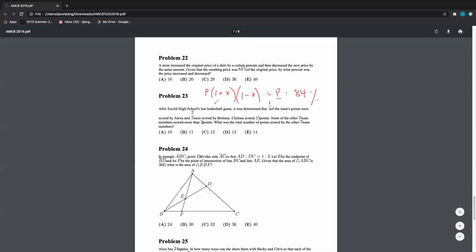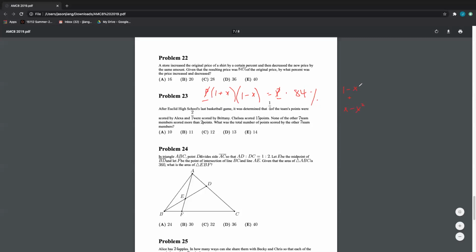So we see P is on both sides, so we can just cancel those. And that means that 1 plus x times 1 minus x is 84%. So let's do some distributive property. We have 1 times 1 minus x plus x times 1 minus x.